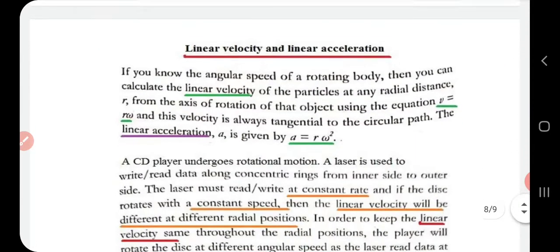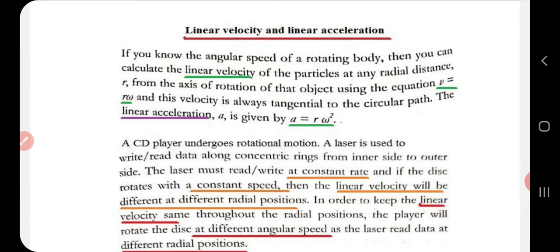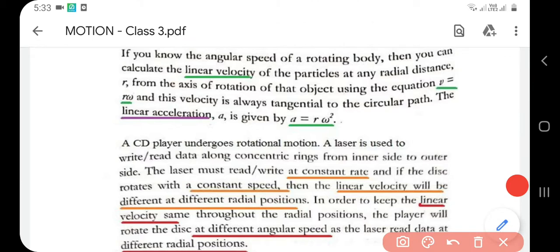Now next are the definitions for linear velocity and linear acceleration. Linear velocity is represented by small letter v and is given by r omega. See here it is written v is equal to r omega. r is the radial distance of the object from the axis of rotation, and omega, that we already know, is the angular speed. So linear velocity v is the product of angular speed omega and the radial distance from the axis of rotation, that is r.